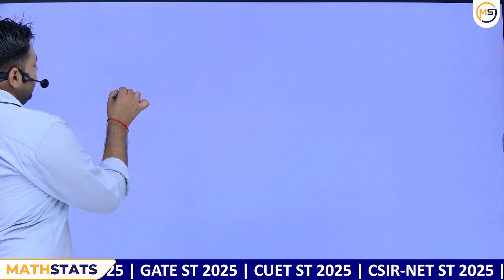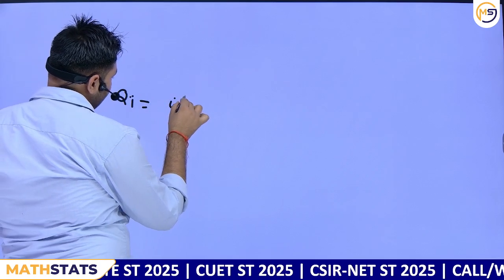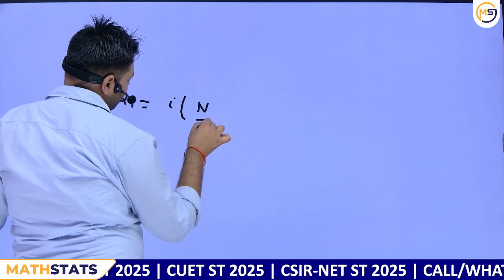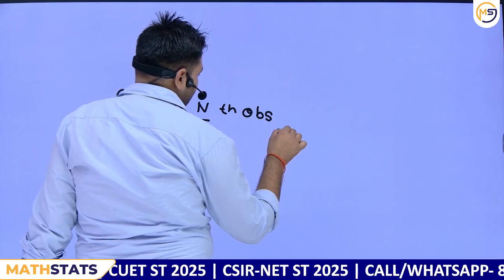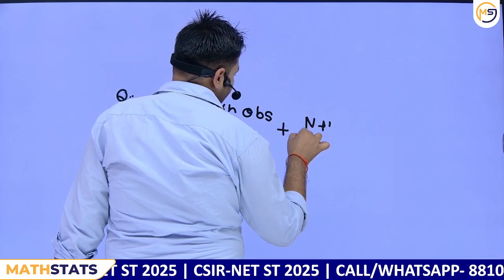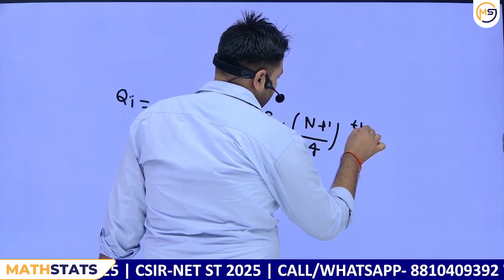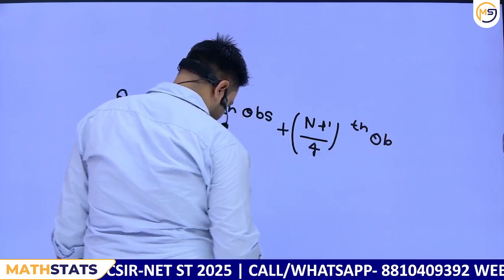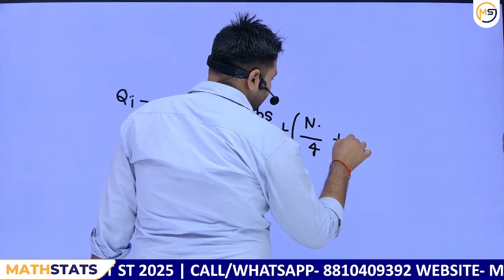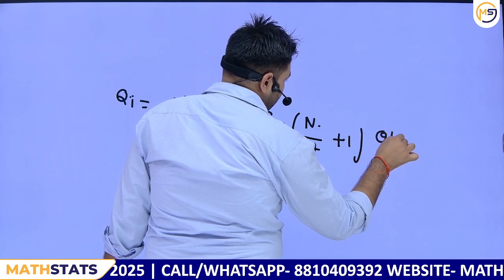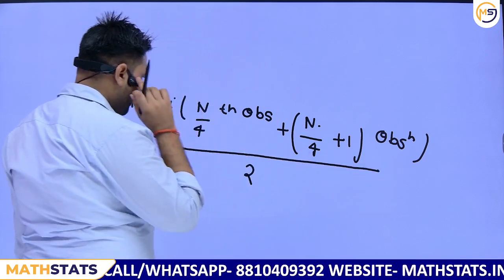Okay, you say Qi equal to i into n by 4 observation plus n plus 1 by 4 observation, n by 4 plus 1. Okay, wait. n by 4 plus 1 observation by 2, right? Yes, this is by 2.